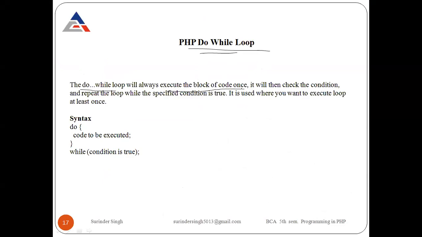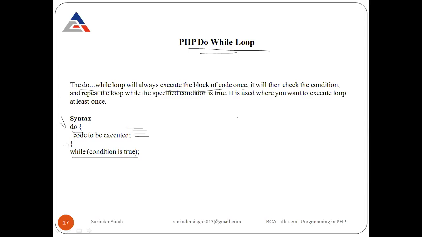What does it mean? Here is the syntax of do while. Do, curly bracket open, and here you will write your code, the body of loop. Then close the bracket, and here you have to define the condition.